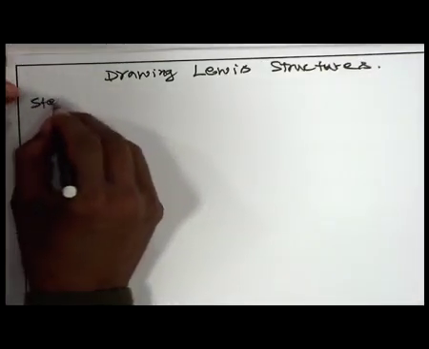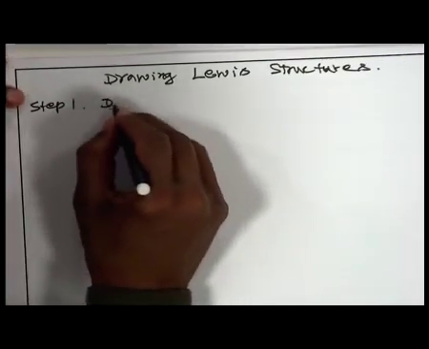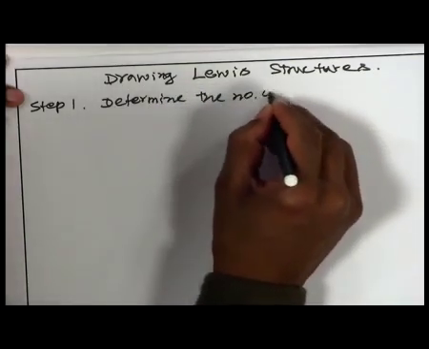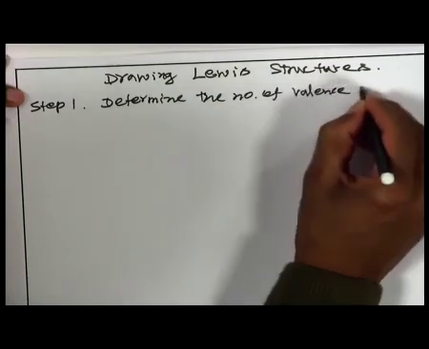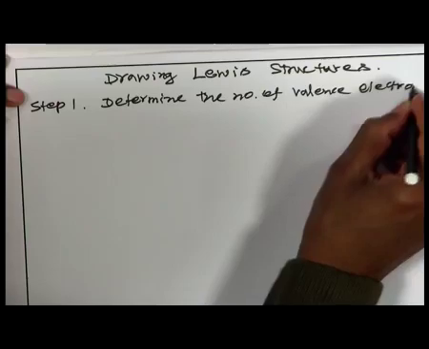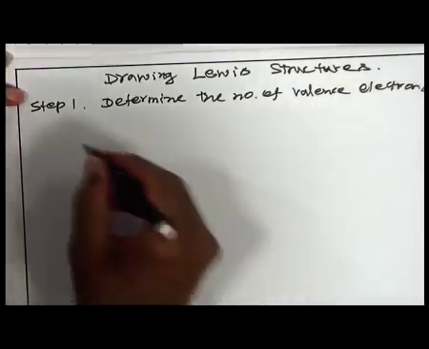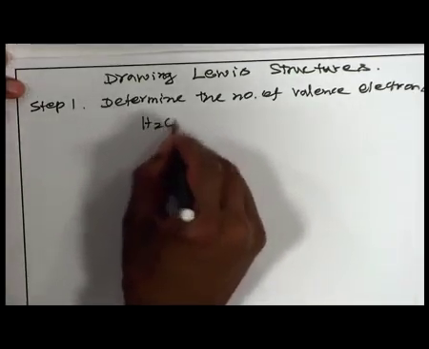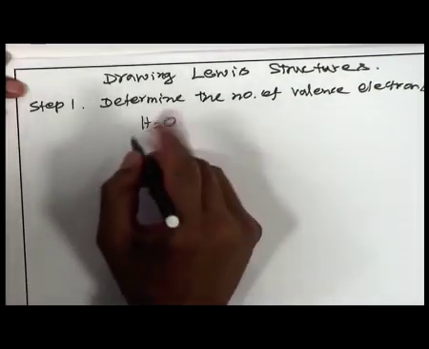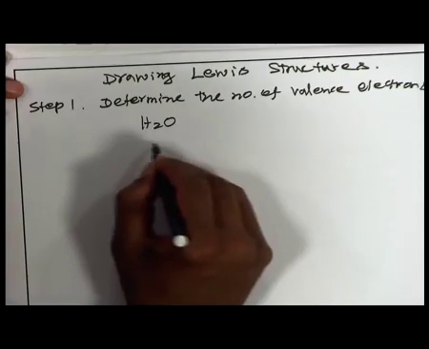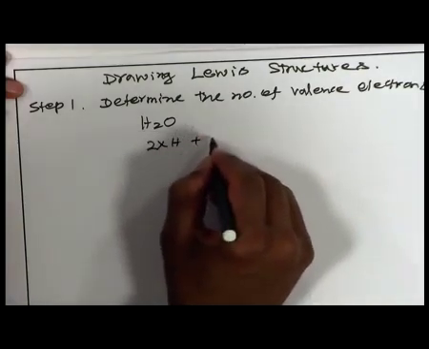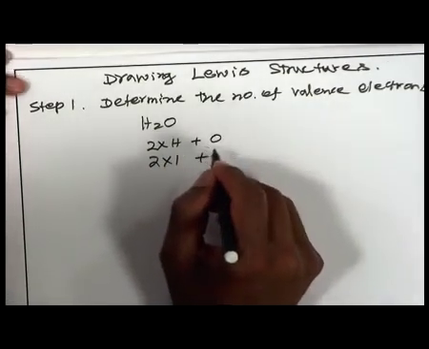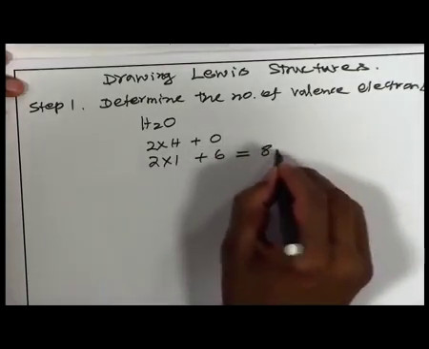Step 1: determine the number of valence electrons. That means you have to count the valence electrons for each element. For example, water, H2O. The valence electron for hydrogen is 1, so 2 into 1, plus the valence electrons of oxygen, which is 6. So, in total there are 8 electrons.